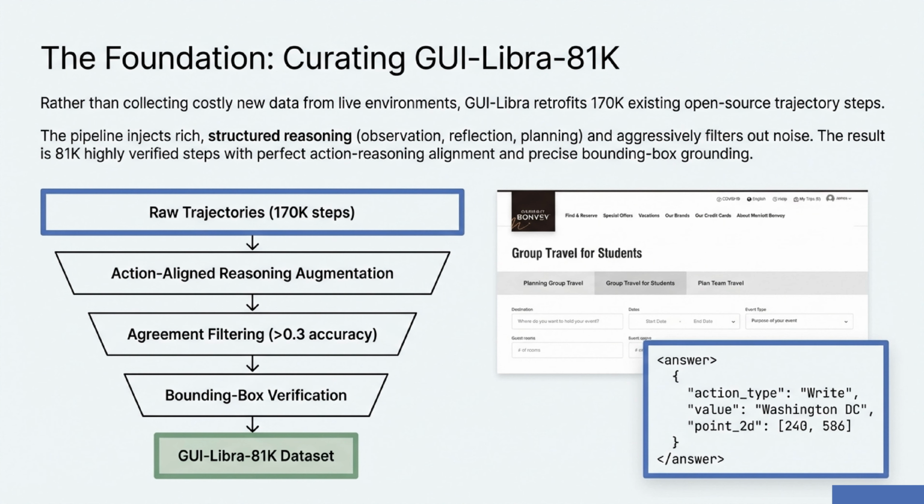Let's break down the data foundation, the GUI-Libra 81K dataset. Instead of spending a fortune collecting new live environment data, we retrofitted 170,000 existing open-source trajectory steps. We injected structured reasoning, like observation, reflection, and planning, into this data, and aggressively filtered out the noise. The end result is a highly refined dataset of 81,000 verified steps featuring perfect action reasoning alignment and highly precise bounding box grounding.